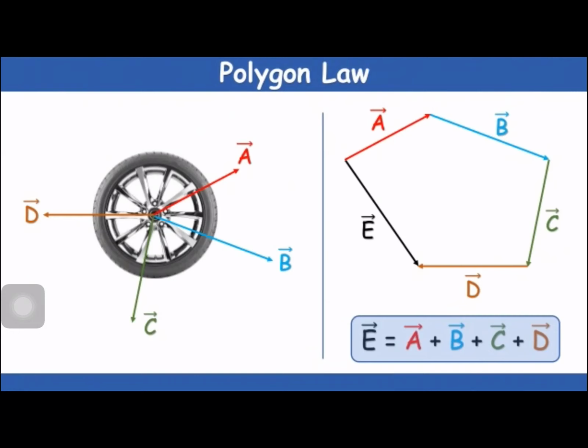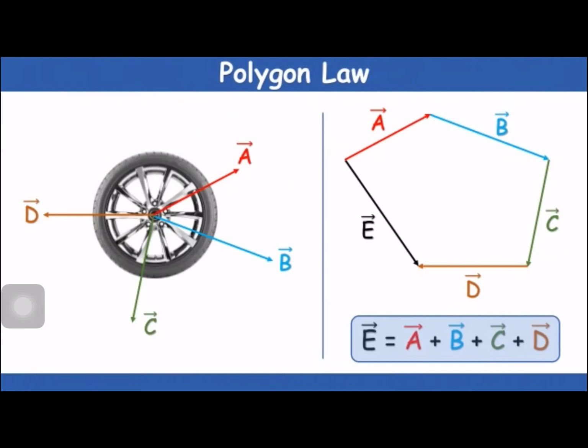Next one, polygon law of vectors. That was for the case of two vectors, okay. Suppose I have more than two vectors, how do we calculate the resultant vector? Suppose A vector, B vector, C vector, D vector, 4 vectors are there. How will we calculate? First you see A vector, and then the tail of the B vector is placed on the head of the A vector. In the same way, the tail of the C vector is placed on the head of the B vector, and the tail of the D vector is placed on the head of the C vector.